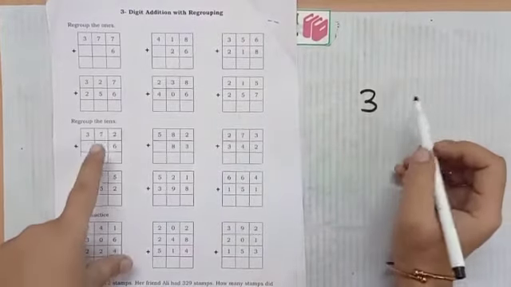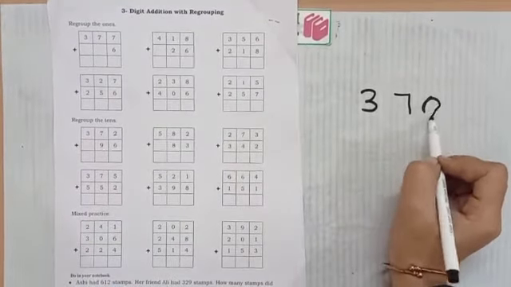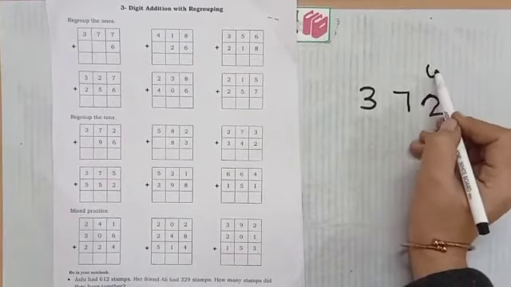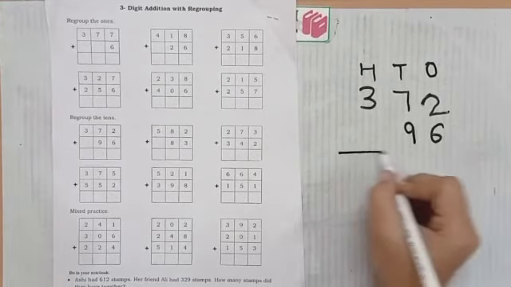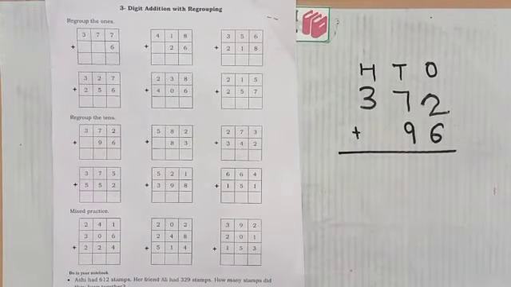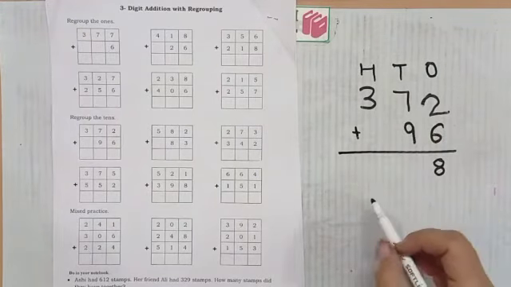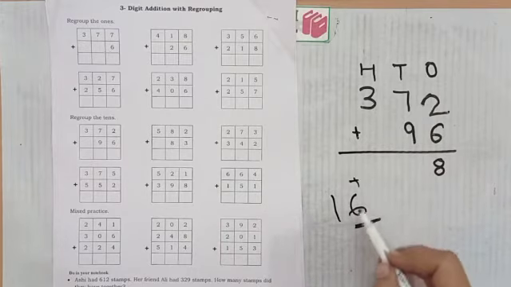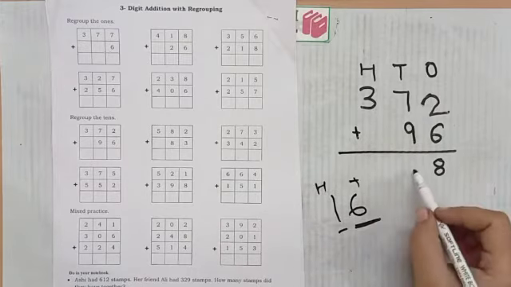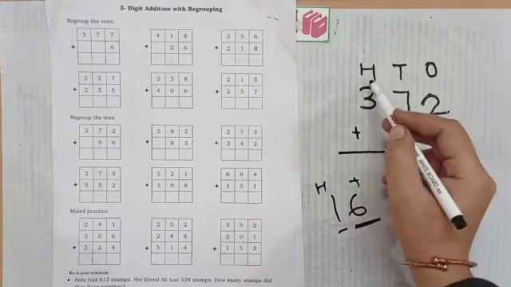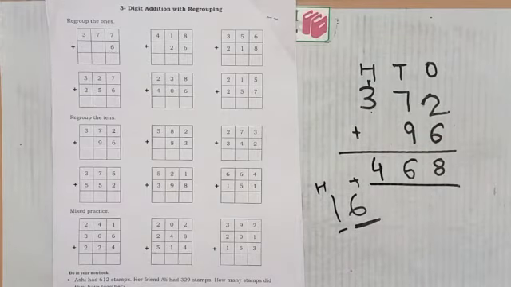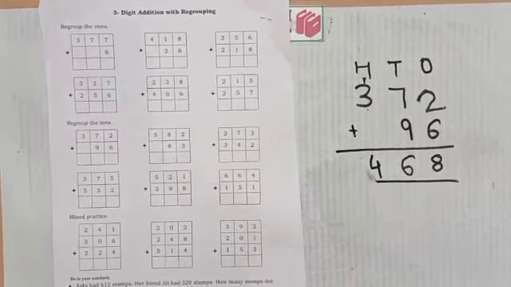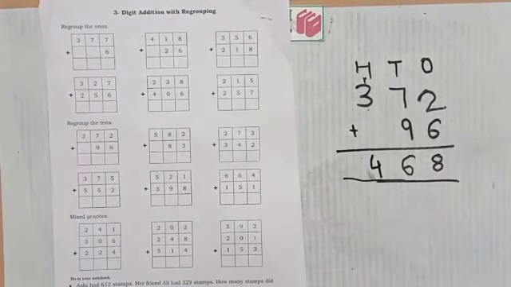You can see the first part, 372. We have to write the places: ones, tens, 100. Now the second number is 96. We have to add these two numbers. 2 plus 6 is 8. 7 plus 9 is what? 16. So 6 is placed on tens and 1 is placed on 100. So we write 6 at tens place and 1 we give to 100. So 3 plus 1 is 4. So the answer we get is 468.